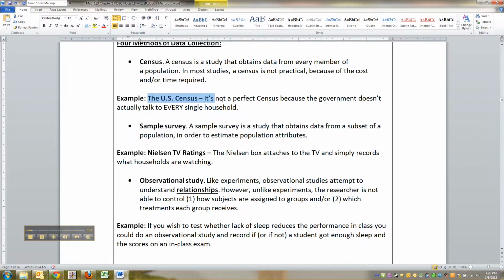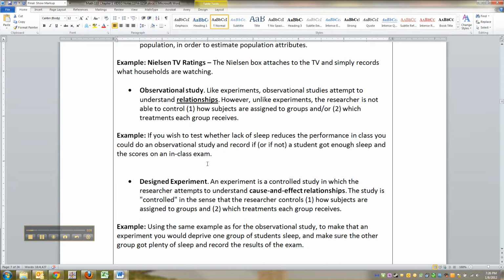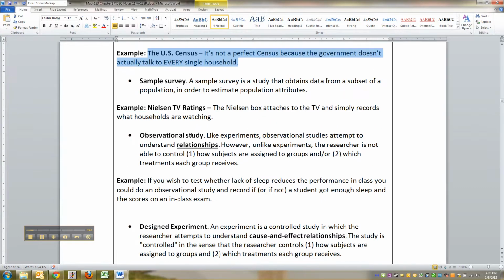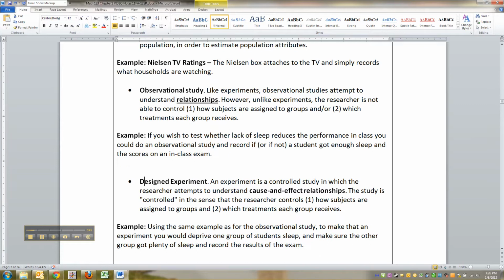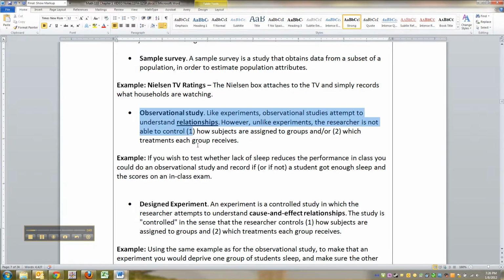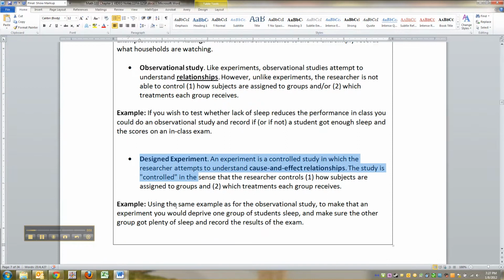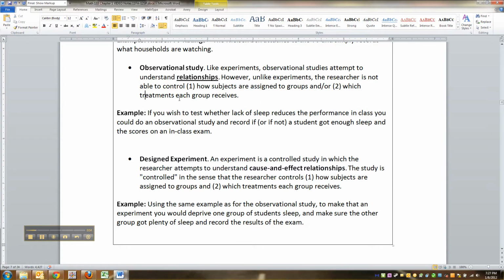The census, of course, is very expensive and time consuming. That's why the government has to put a lot of money into it. It can be more expensive or less expensive than designed experiments. It just depends on the size of the population. Okay, but in general, for observational studies and designed experiments about the same type of population, the observational study will be cheaper.